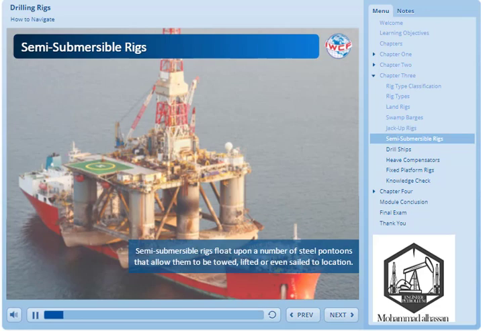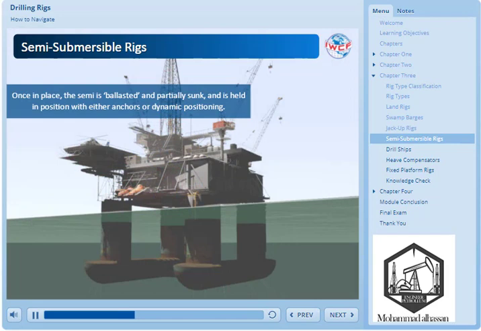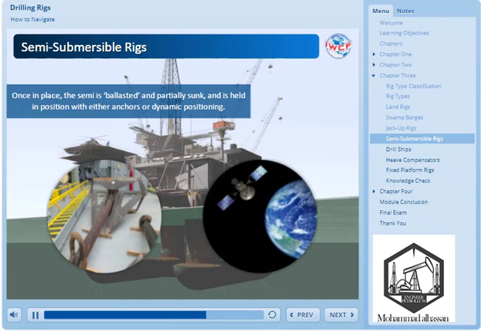Semi-submersible rigs float upon a number of steel pontoons that allow them to be towed, lifted, or even sailed under their own power to location. Once in place, the semi is ballasted and partially sunk, and because the large pontoons then remain underwater, it becomes much more stable and is held in position with either anchors or dynamic positioning. Generally, they are capable of drilling in water depths between 300 and 4,500 feet.